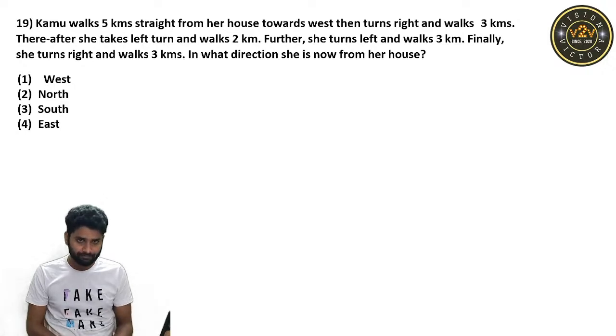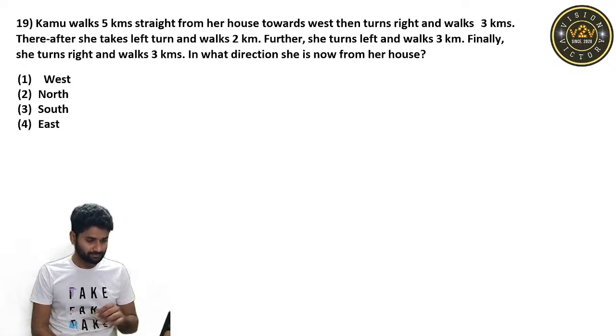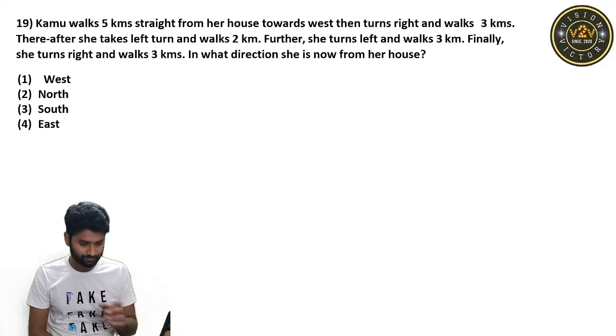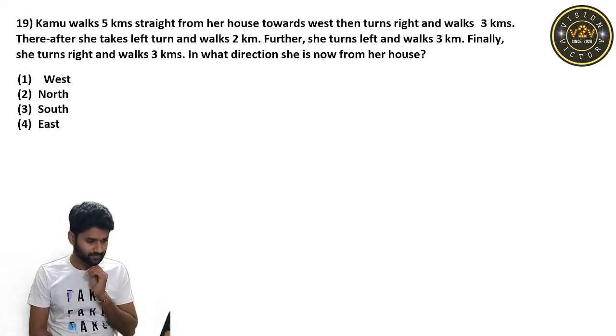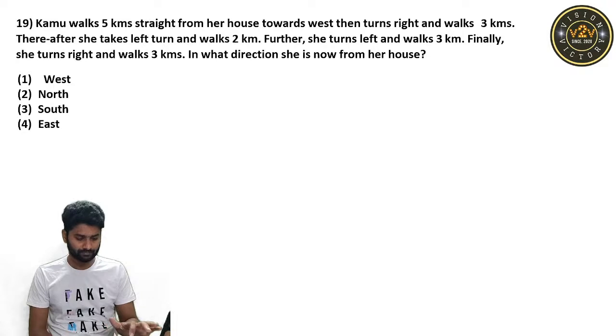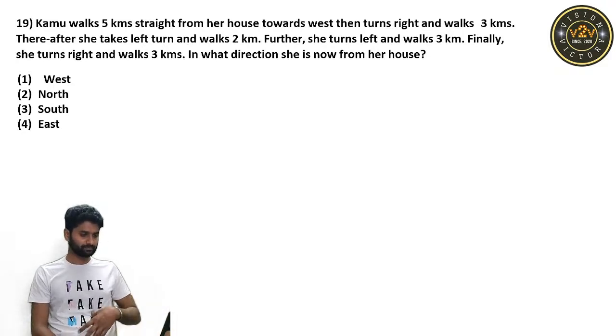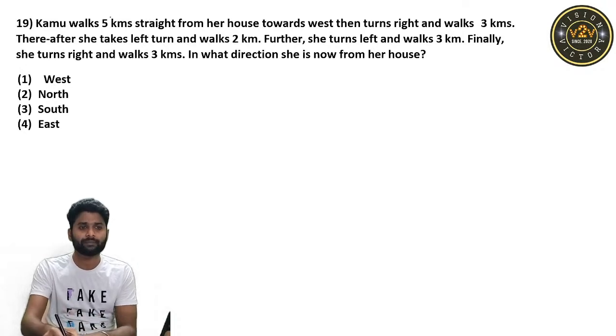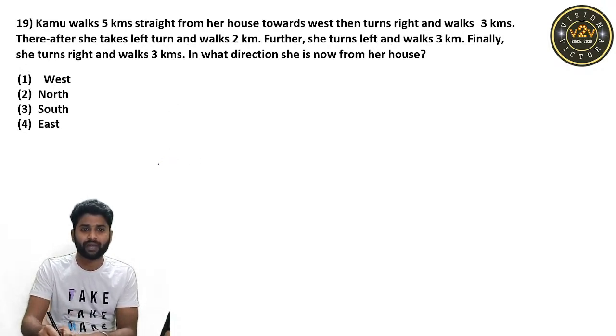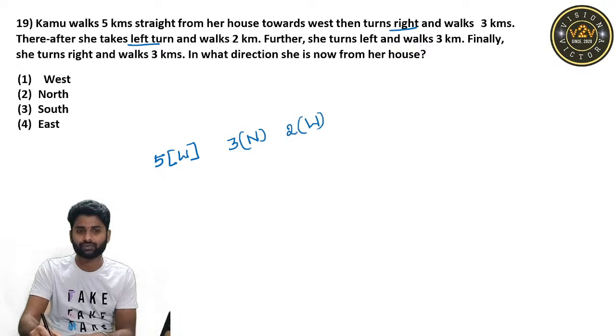Next, let's go for one more from the directions concept. Now see, Kamu walks 5 kilometers straight from her house towards west. Turns right side: the right side of west is north, and walks 3 kilometers. Thereafter she takes a left turn, left of north is west, and walks 2 kilometers.